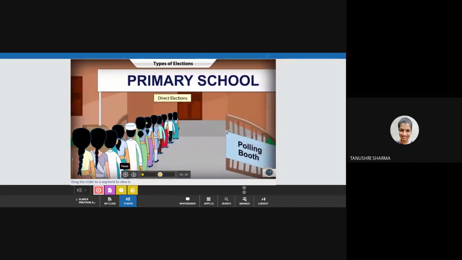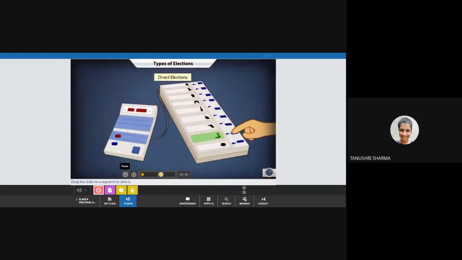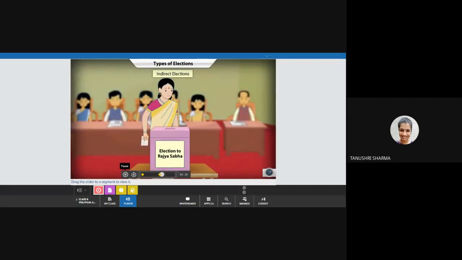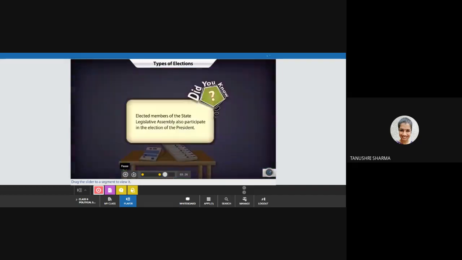Elections to the State Assembly and the Lok Sabha are direct. People directly cast a vote for their representatives. Members of both the Rajya Sabha and Vidhan Parishad are indirectly elected by the voted representatives of people. Similarly, the President and Vice President of India are indirectly elected by the members of both Houses of Parliament. Did you know? Elected members of the State Legislative Assembly also participate in the election of the President.